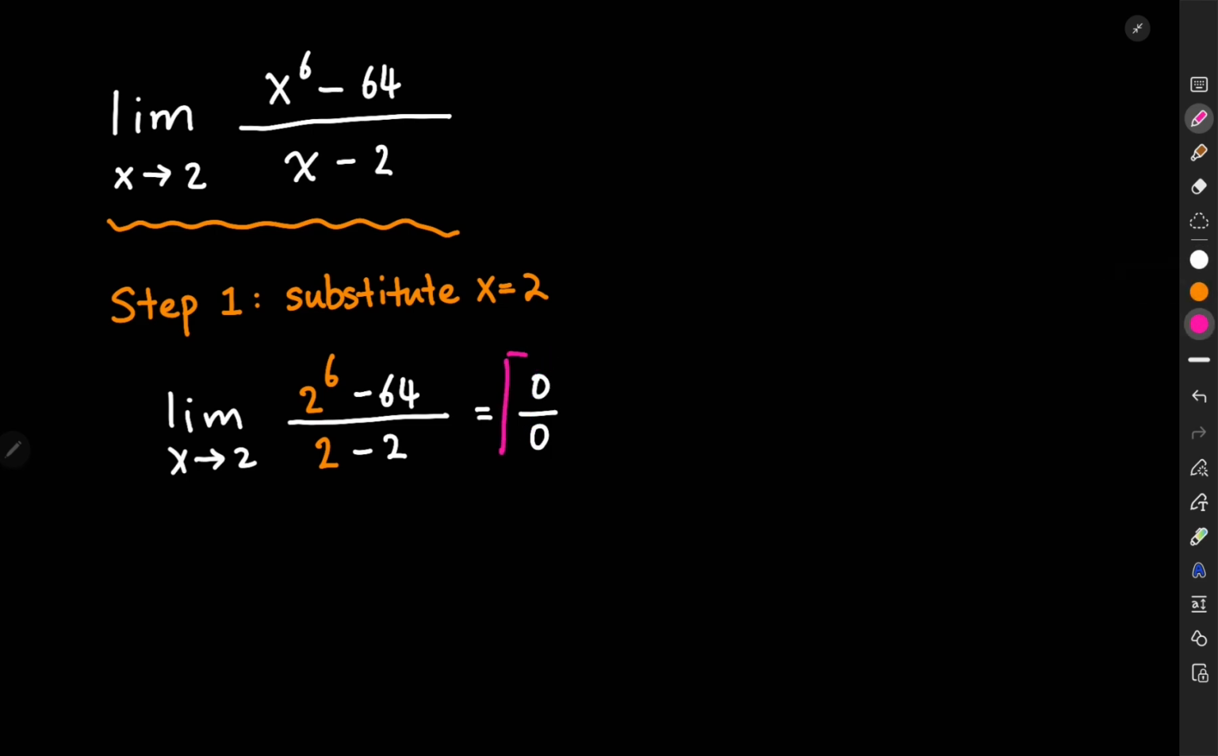0 over 0 is also called an indeterminate form. It means we don't know the limit at this moment yet. So let's try some other method.